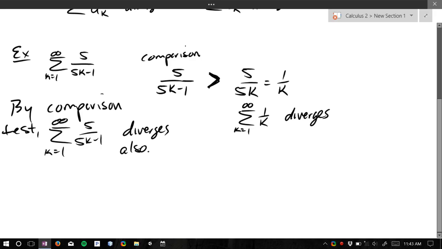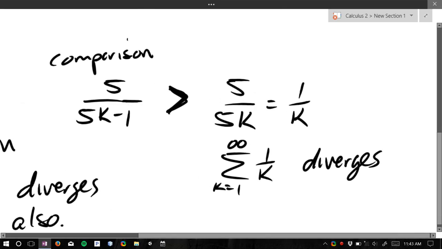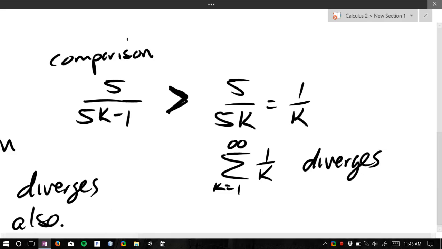What the limit comparison test will allow us to do is take a limit of these two. And if the limits are equal, then we can say they behave the same. So taking a limit, that minus 1 doesn't mean anything. So these two in a limit would behave exactly the same.